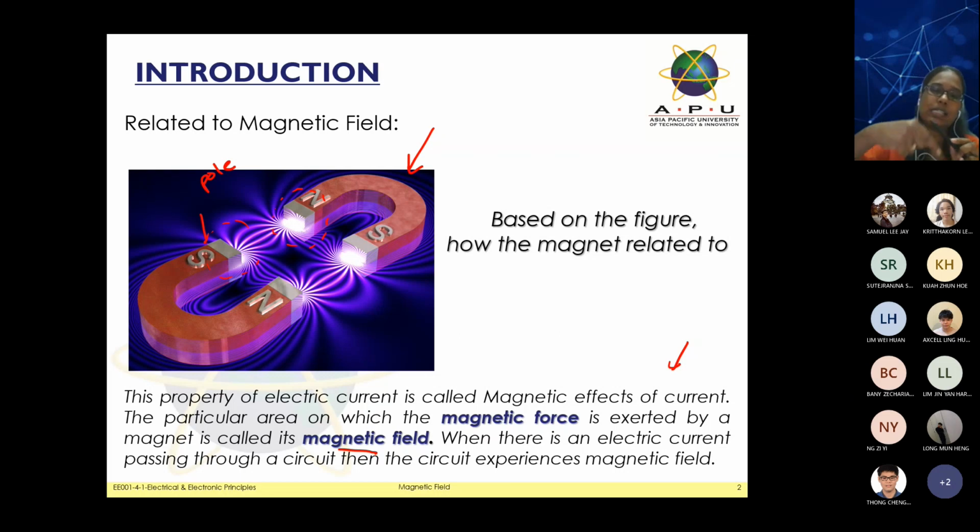So usually they will be circles, based on how many turns we have in a coil. For example, in terms of symbol, this coil we call an inductor. We will learn this in the next topic, but just for your information, why do we say that current has a magnetic effect? When we have this component, the inductor, it is a coil, based on how many turns you have.